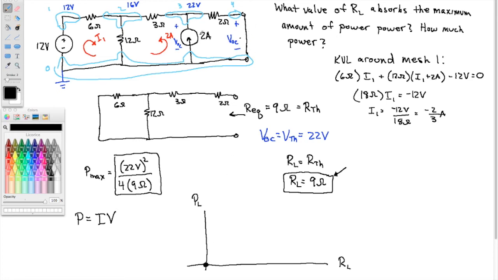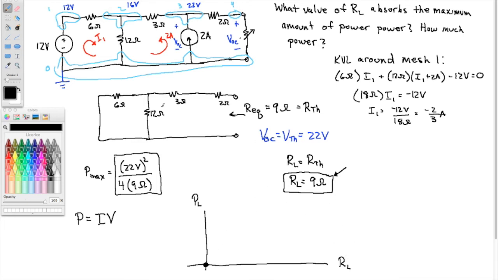Now, if I start increasing that load resistance from zero to something non-zero, then I will potentially have a voltage and current. So this graph is going to go up. I'm not going to draw it just yet, but it'll be positive because resistors always absorb power, and power is positive for things absorbing.